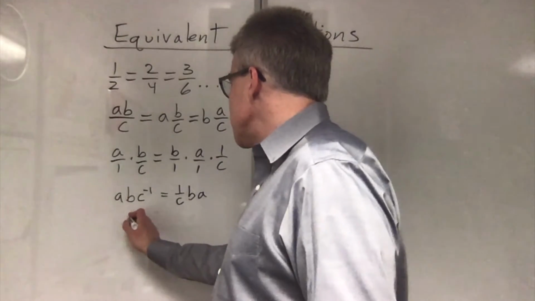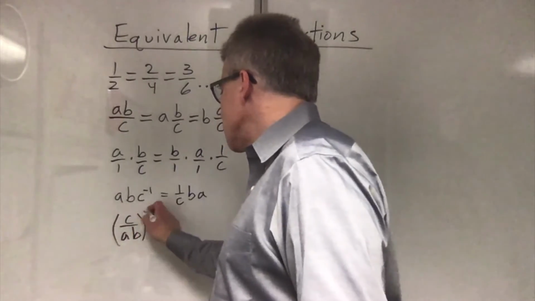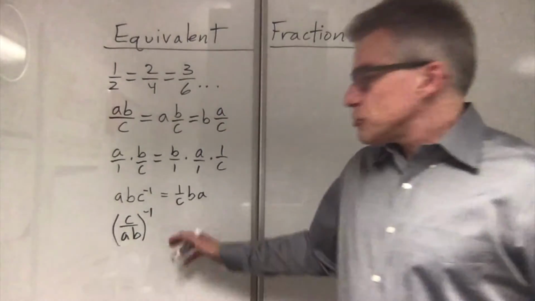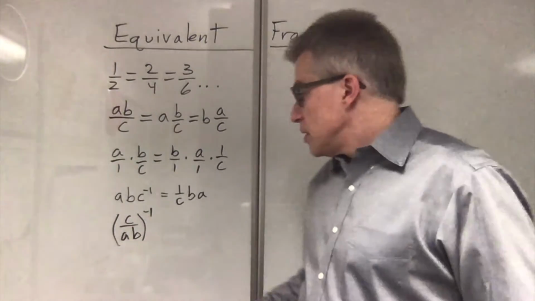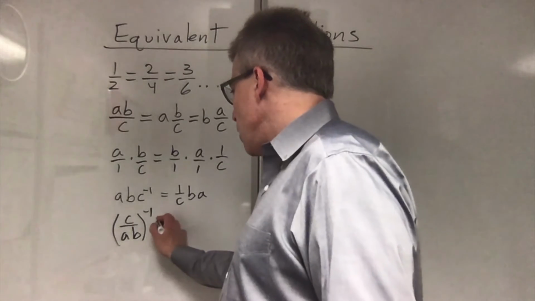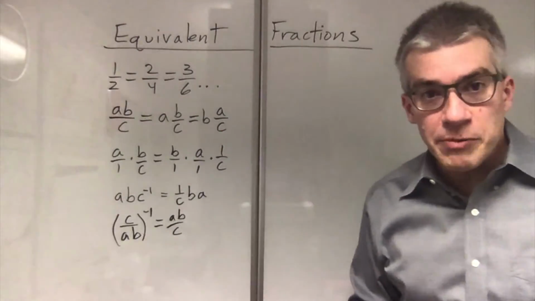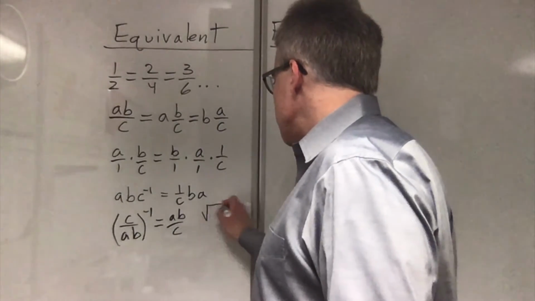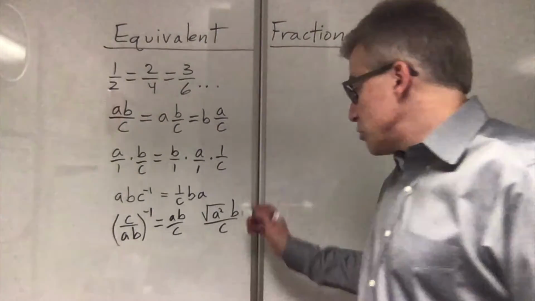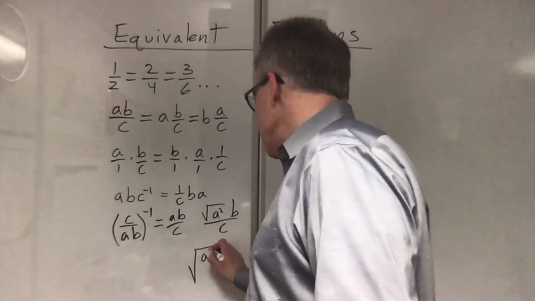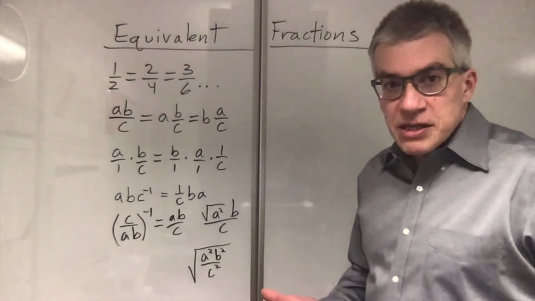You could even see things a little more oddly and have C over AB all to the -1. Because raising a fraction to the -1 power means flip it over. So C over AB all to the -1 means AB over C, which is the exact same thing we started with. A could be written as the square root of A squared times B over C. We could write the whole thing under a square root, A squared B squared over C squared. The possibilities are almost endless.